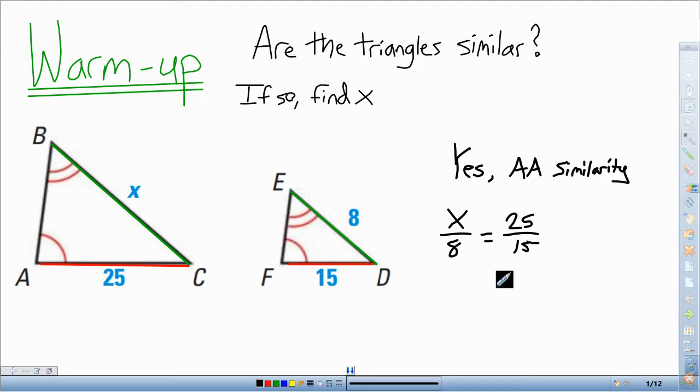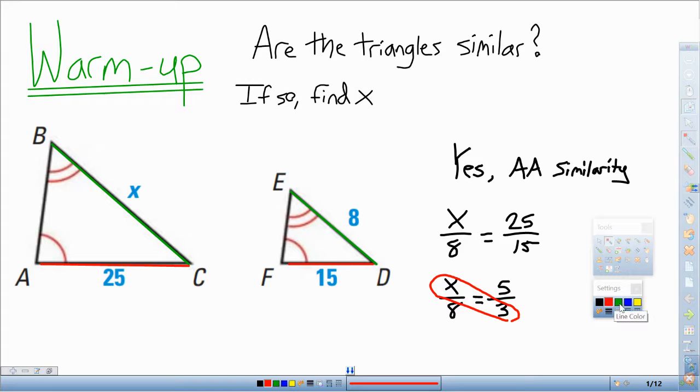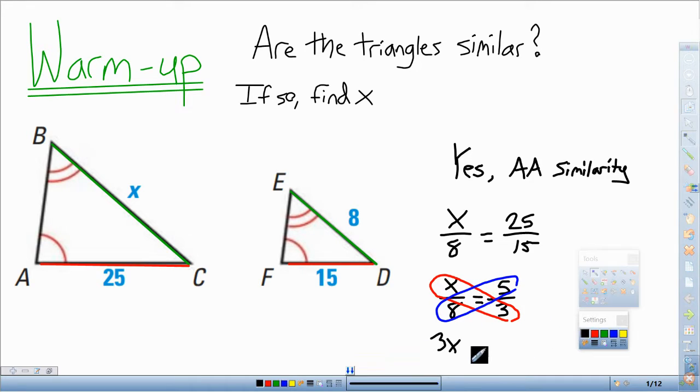Okay, so here's what we got. I can cross multiply and solve, but what I notice is I've got a fraction here. I know I can reduce this really easily by a 5. So I'm actually going to go one more step here, and before I cross multiply, I'm going to divide 5 into both of these. So 5 goes into 25 5 times and 15 3 times. I just want to point out this is an unnecessary step, but it's so quick and easy to reduce them that when it looks easy, I like to do it. So 3 times x gives me a 3x, and 5 times 8 gives me a 40.